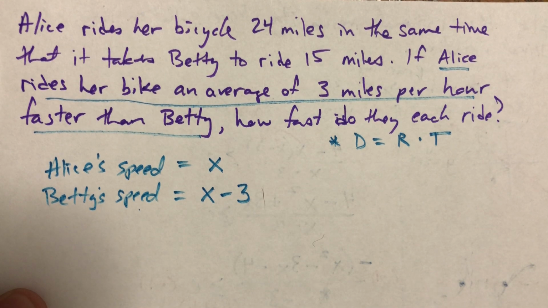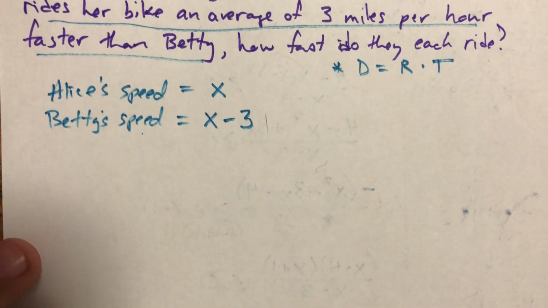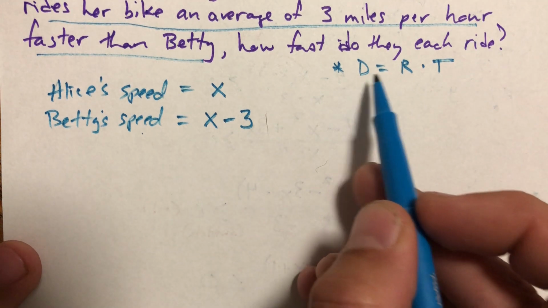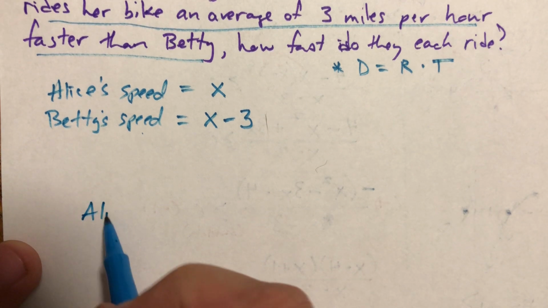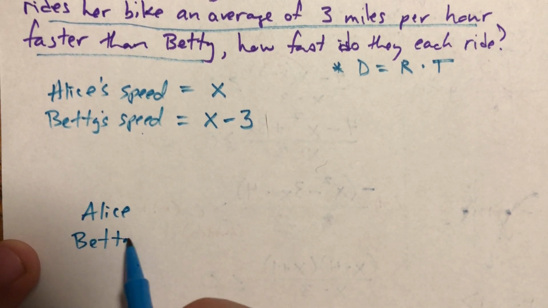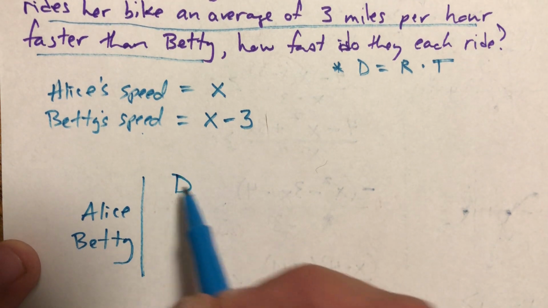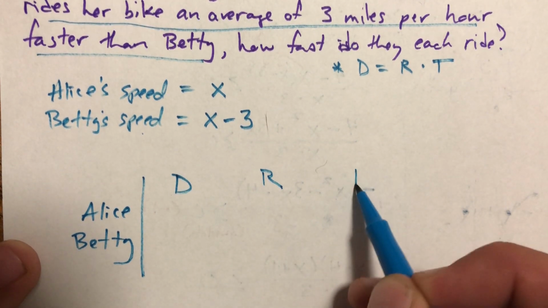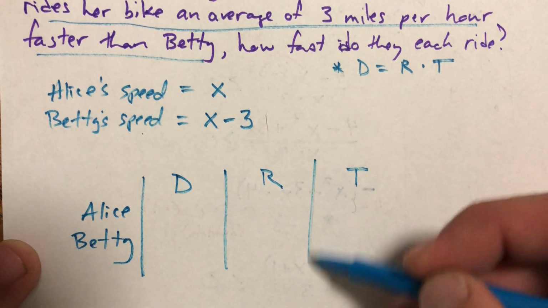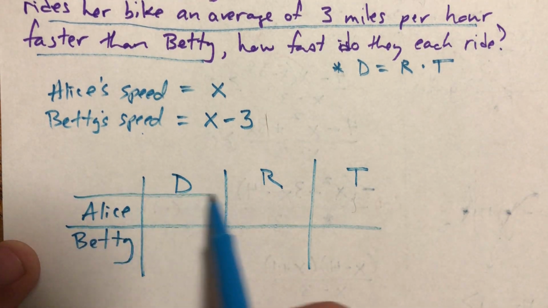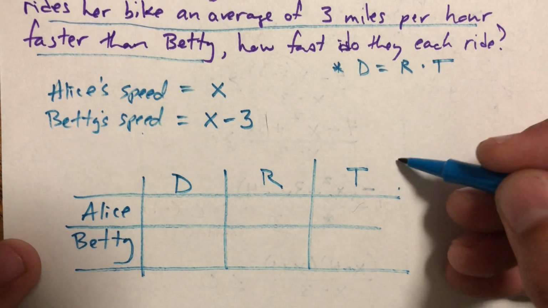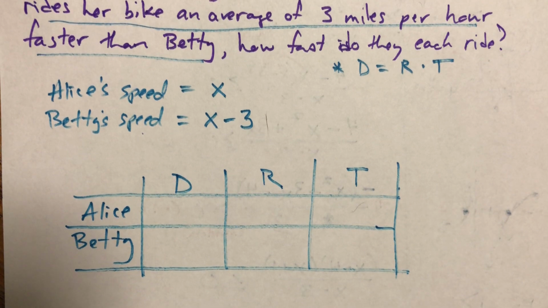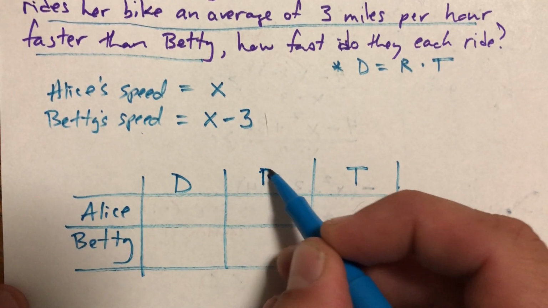That's wonderful. What we want to do with this is we want to make ourselves a nice little chart, so we can write up a distance, rate, time statement for both of these ladies. So if we have Alice and Betty, they're both going to have a distance, they're both going to have a rate, they're both going to have a time, right? And we can just make our nice little chart. And maybe put one down here just to be complete, so it looks all beautiful. How nice.